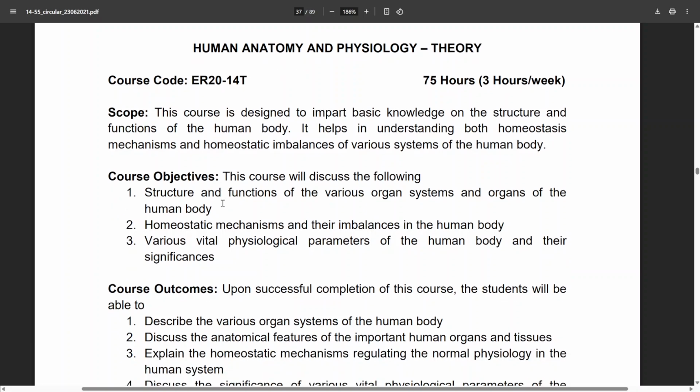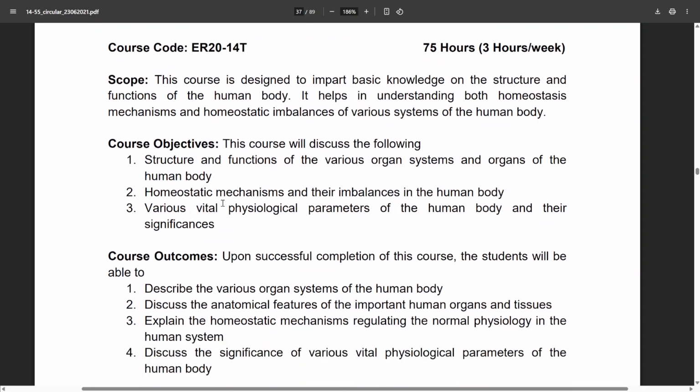Course objectives. This course will discuss the following: 1. Structure and functions of various organ systems and organs of the human body. 2. Homeostatic mechanism and their imbalances in the body. 3. Various vital physiological parameters of the human body and their significance.